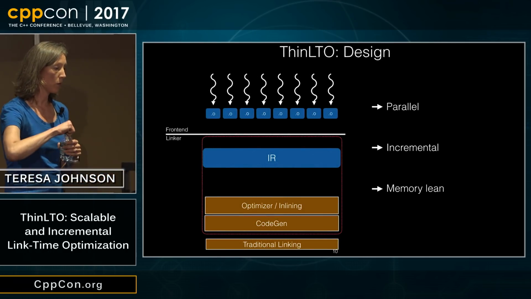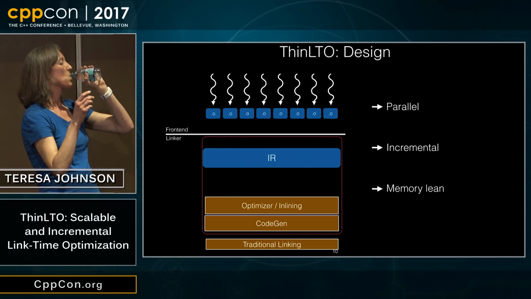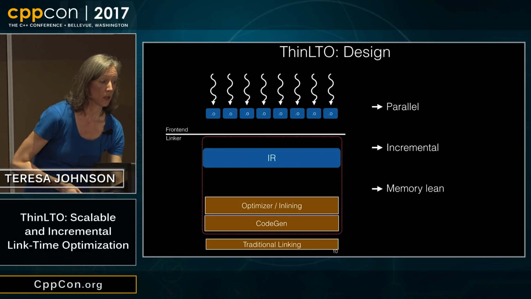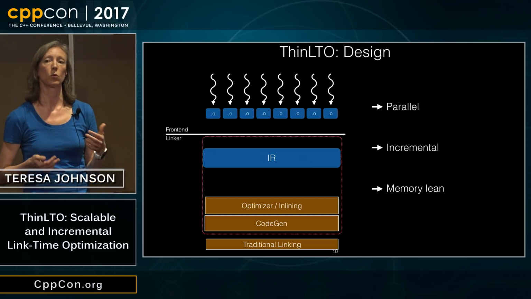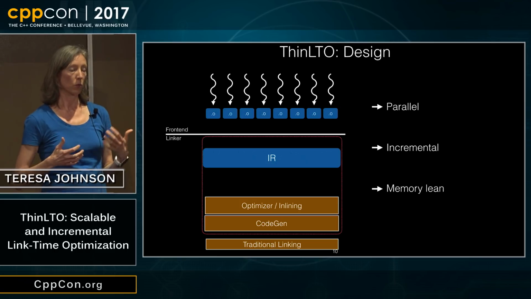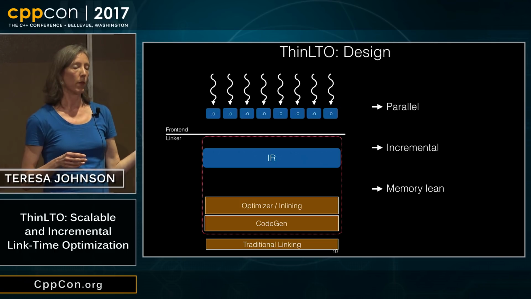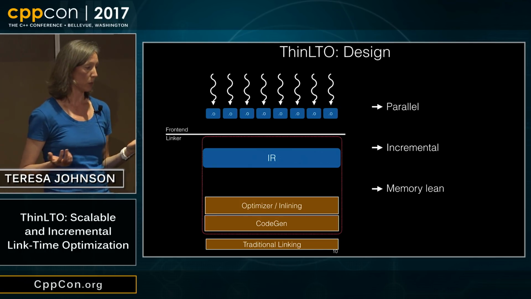Okay, so ThinLTO. ThinLTO was something that we designed a few years ago at Google. I'll show an example later, but we have some really huge applications that we want to optimize really well. They're very performance sensitive, and they're much larger than even Chromium. So regular LTO is simply not feasible.